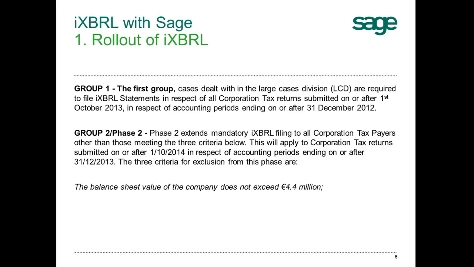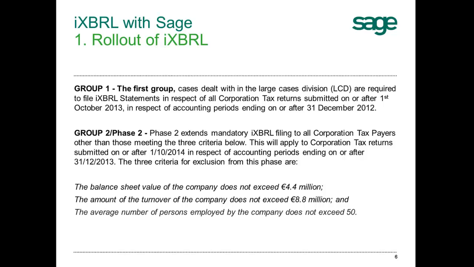Now, the three criteria for exclusion from this phase are: the balance sheet value of the company does not exceed 4.4 million euros, the amount of the turnover of the company does not exceed 8.8 million euros, and the average number of people employed by the company does not exceed 50. Now, please note that to be excluded from Phase 2 filing obligations, a company must meet all three of these criteria.